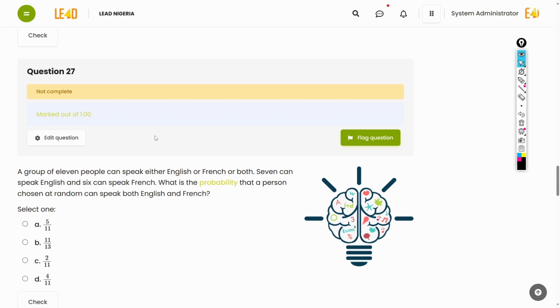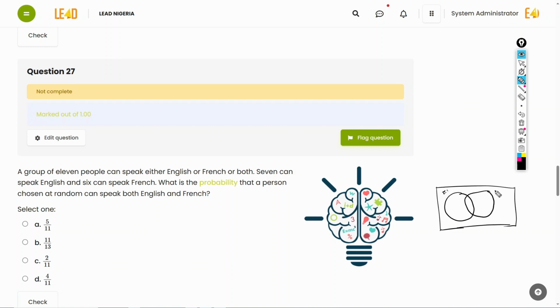Okay, so a group of 11 people can speak either French or English, or both. 7 can speak English, 6 can speak French. What's the probability that a person chosen at random can speak both English and French? Okay. So I could explain this using set theory, right? So you have people that can speak French, people that can speak English, and then both of them, right?